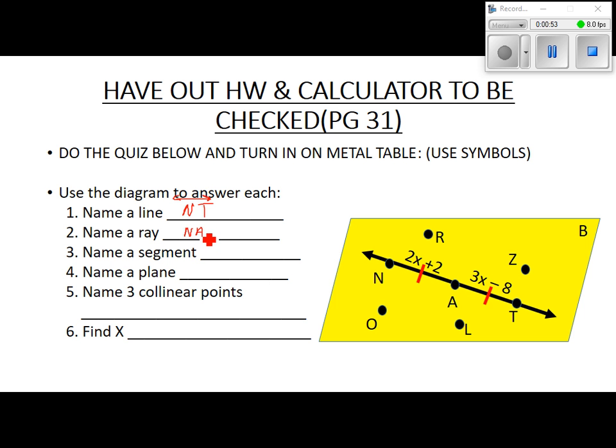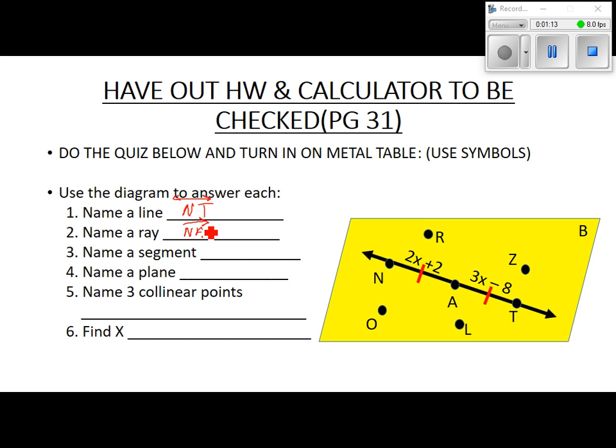Ray NA, with a line with one dot and one arrow going out that way. Do I get half credit if I don't put the line up? Nope. Haven't I been saying that the whole time? Make sure that you're not putting the symbol, it's marked wrong. So, get on it from here on out.